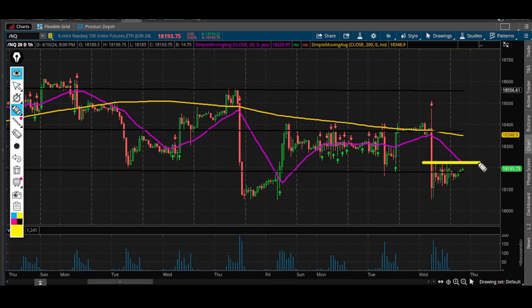So you don't want to go long here. You want us to close above and then confirm. That's when you're going to want to take those longs on those dead cat bounces.